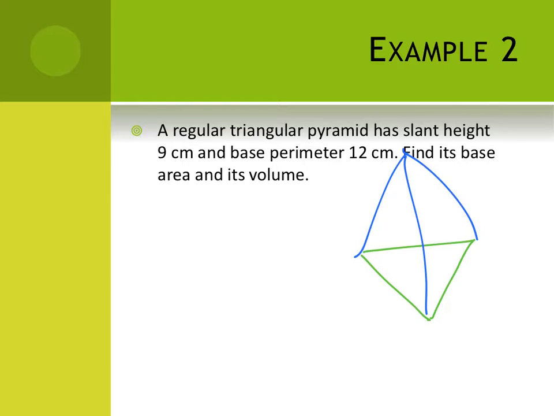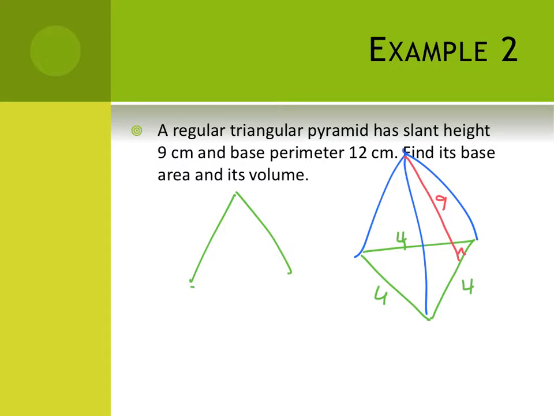All right, so slant height is 9 centimeters, which means the segment that runs down the side of any one of these lateral edges would be 9. And the base perimeter is 12. So if the base perimeter is 12, what's the length of each of those green sides? Good. Find its base area and its volume.